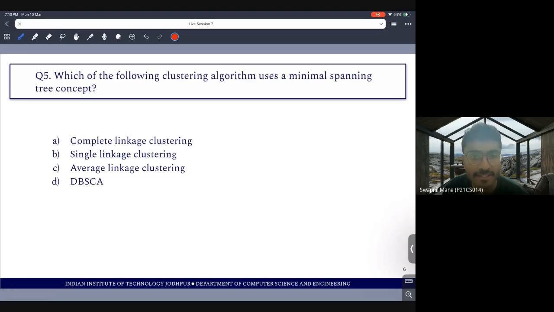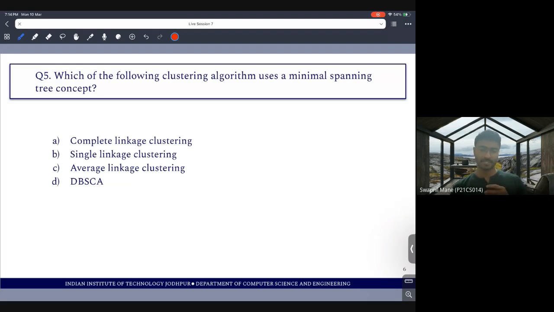Which of the following clustering algorithms uses a minimal spanning tree? Let me know which one is the correct option. The options are complete linkage clustering, single linkage clustering, average linkage clustering, and DBSCAN. Most of the options are hierarchical clustering algorithms, so it falls into hierarchical clustering. Some have said that option B, single linkage clustering, is true for this question.